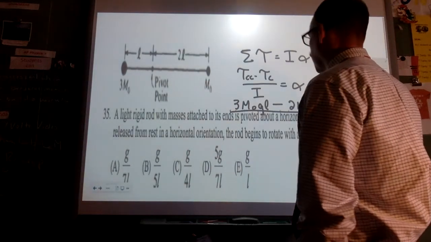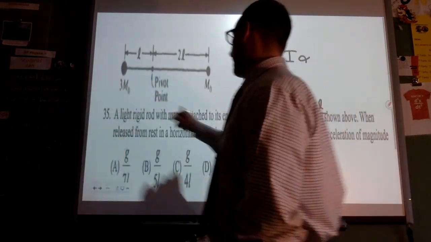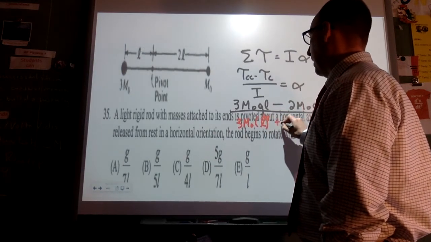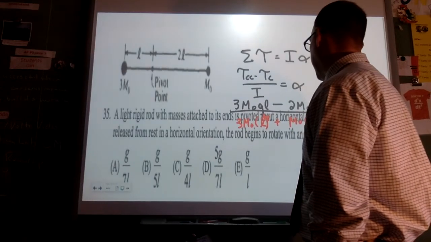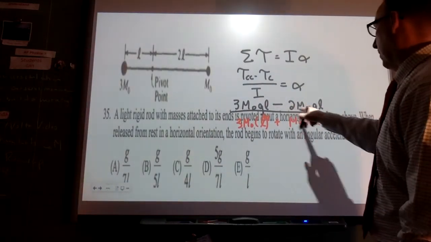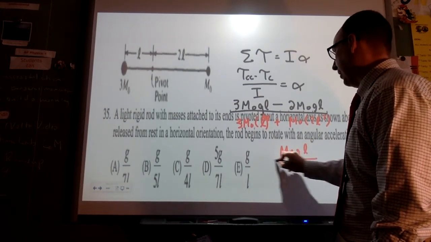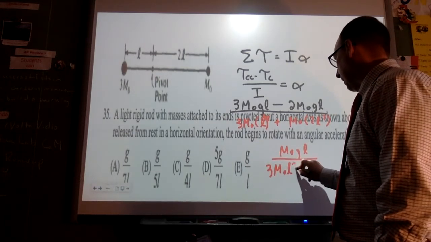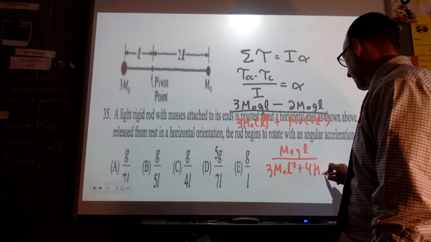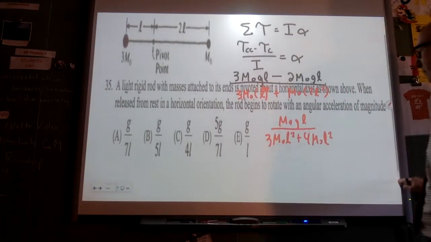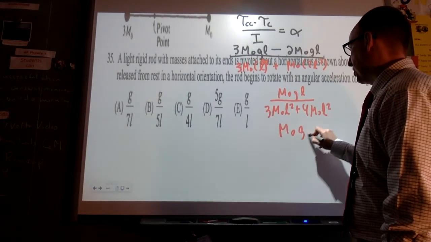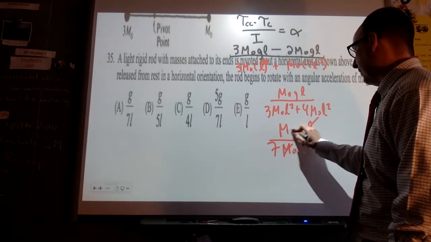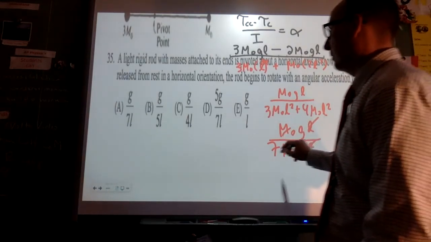So this one would be 3 m naught L squared, and this one would be just m naught, but it's 2L squared. So up top I have m naught g L. At the bottom, I'm going to have 3 m naught L squared plus 4 m naught L squared, which is 7. So I have m naught g L over 7 m naught L squared. I can get rid of an L, get rid of an m naught, and I have g over 7L.